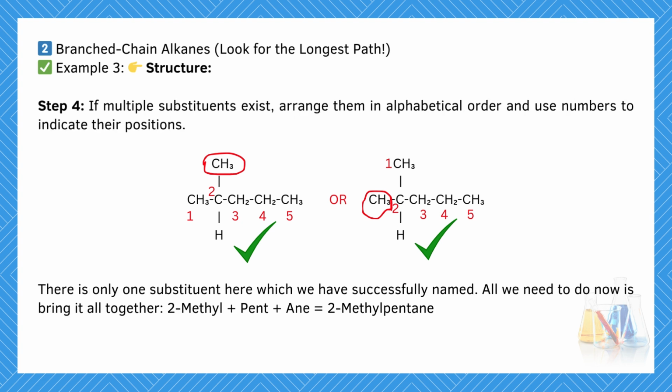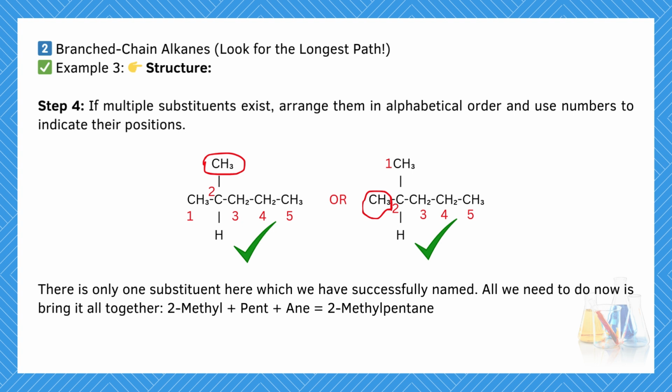I'm here to help. All right, now next step. If multiple substituents exist, arrange them in alphabetical order and use numbers to indicate their positions. In this case now, we have just one substituent, which is methyl, and we have named it.